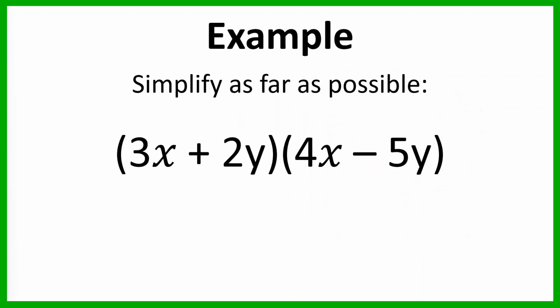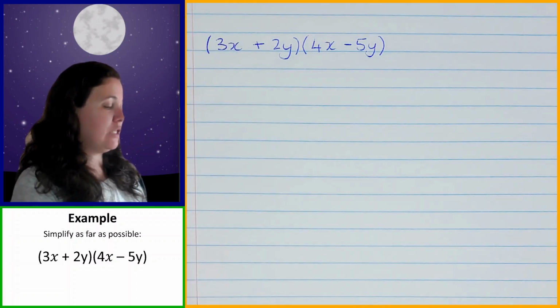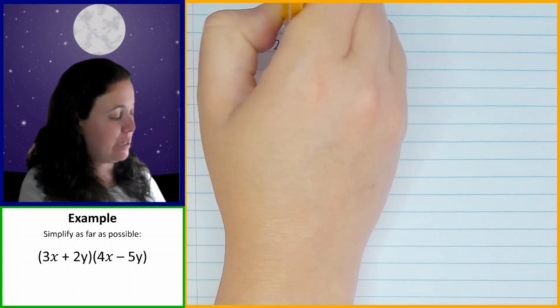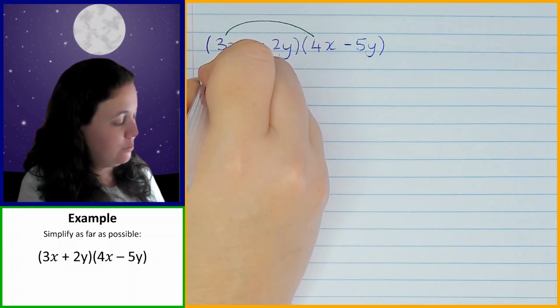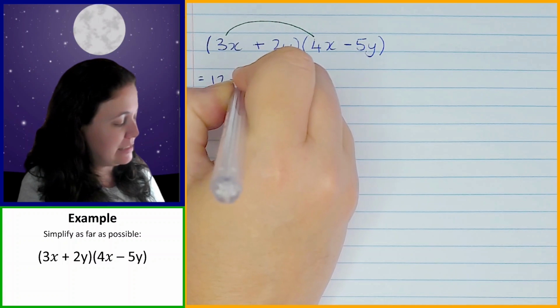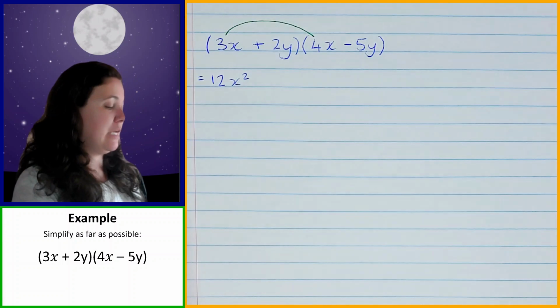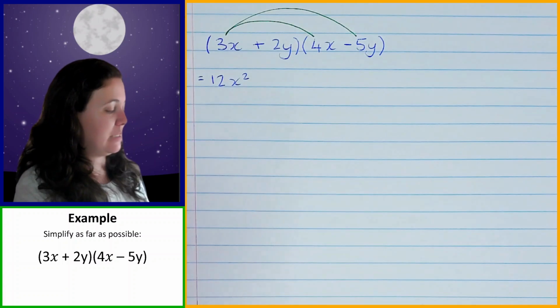Here we've got, in the first set of brackets, 3x plus 2y, and we're multiplying that by 4x minus 5y in a second set of brackets. So let's have a look at how we would do this question. I'm going to start off by taking the 3x and multiplying it by each term in the second set of brackets. So first I'm going to multiply by the 4x, and that gives me 3 times 4 is 12, and then x times x is x squared. Now I've done the first term multiplied by the first term in the second set of brackets. Now I'm going to do the same thing, but multiplying by the second term in the second set of brackets.